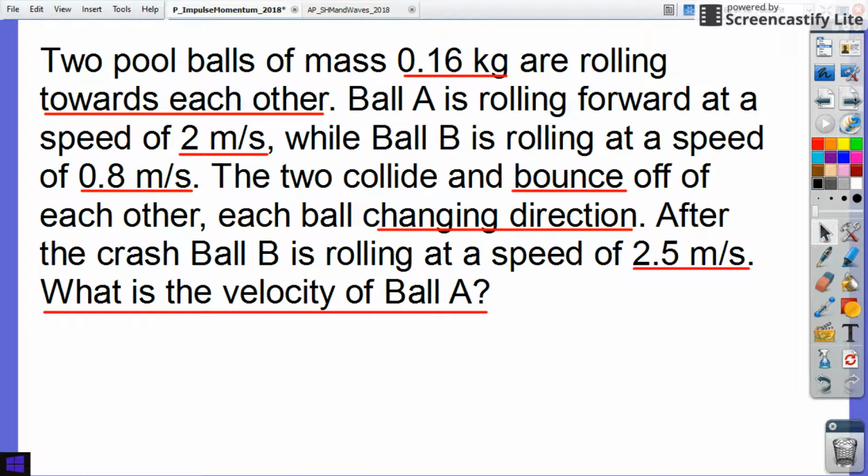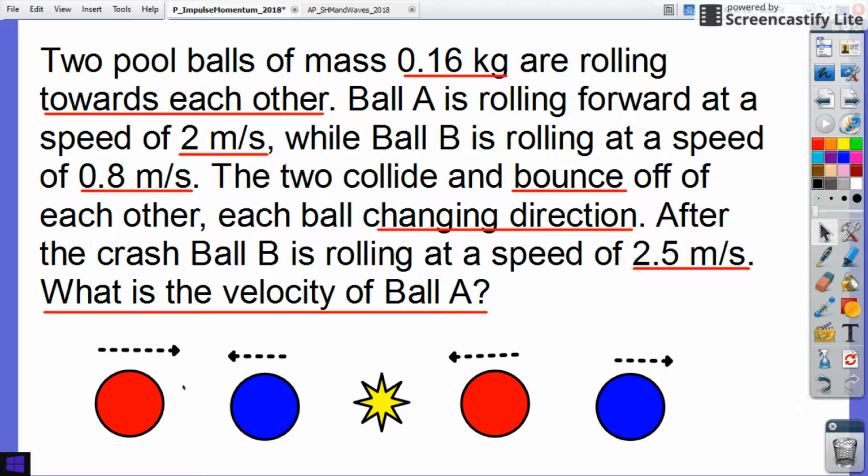And now using just those underlined things, I'm going to make my picture. All right, so I have two pool balls of mass 0.16 kilograms, and they're going towards each other. All right, I got that going on. Then they bounce off each other, and they change direction. Okay, so the arrows have changed direction. Good. Now I'm ready to put on my numbers.